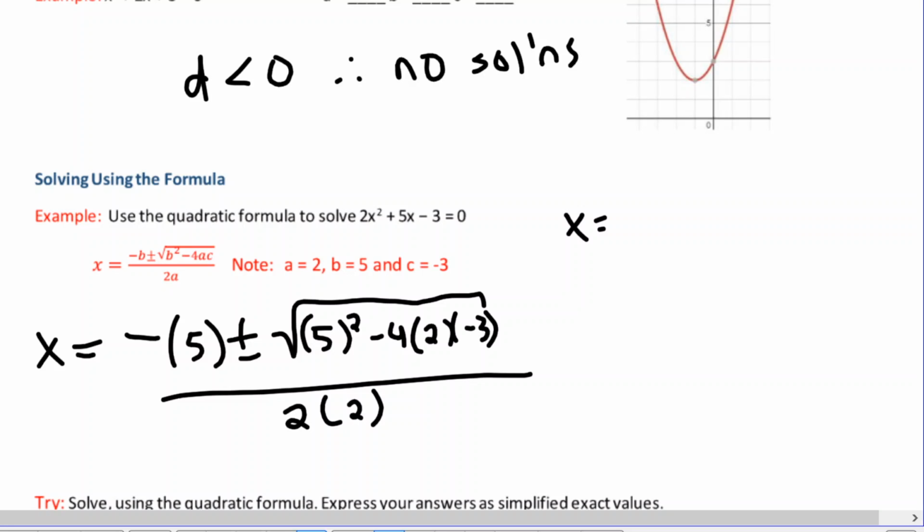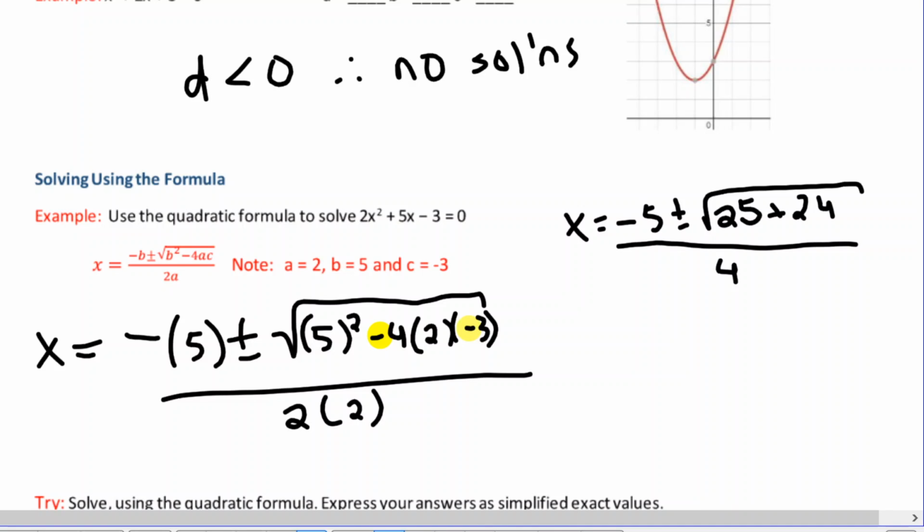So x equals negative times 5. We get a negative 5 plus or minus 25 is 5 squared, plus, because I had negative times a negative, I had this negative in front of the 4, times the negative 3, I get a positive 24. And we've actually solved for this discriminant already in one of the previous examples, over 4. I'm going to keep simplifying that radicand first. If you want to do this discriminant in one step, 49 over 4.